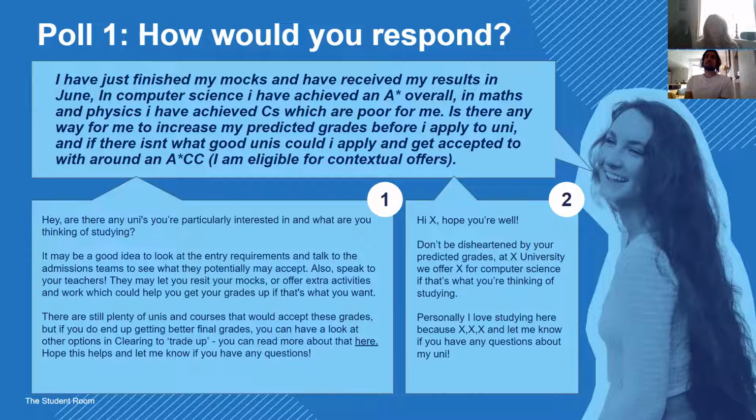I've just finished my mocks and I've received all my results in June. In computer science, I achieved an A-star overall. In maths and physics, I achieved C's, which are poor from me. Is there any way for me to increase my predicted grades before I apply to uni? And if there isn't, what good unis could I apply to and get accepted to with around an A-star, C, a C? I'm also eligible for contextual offers.